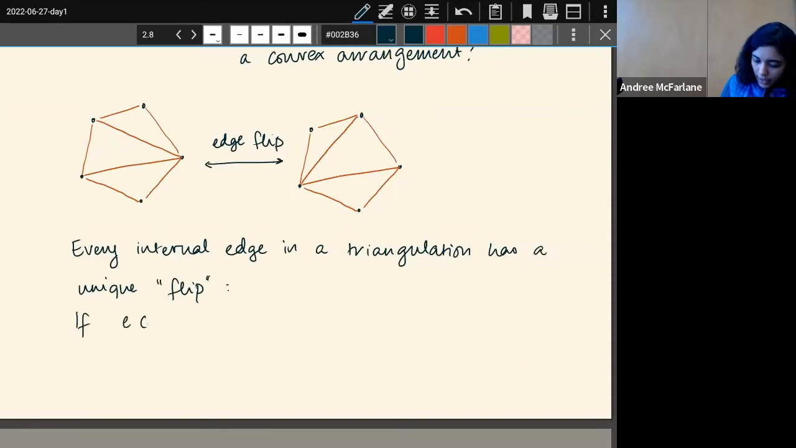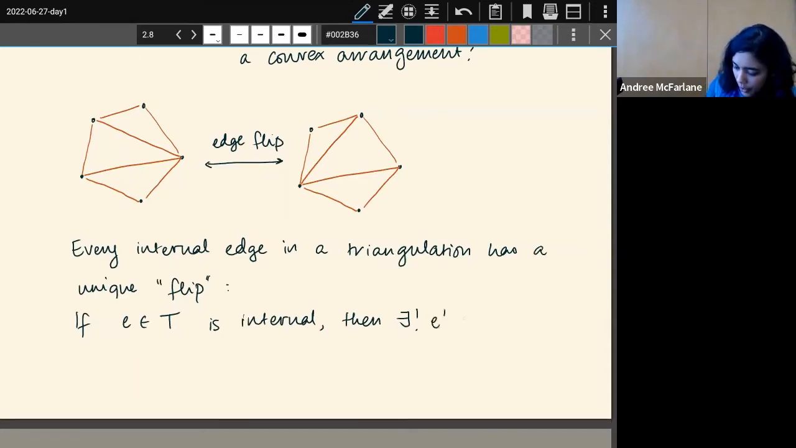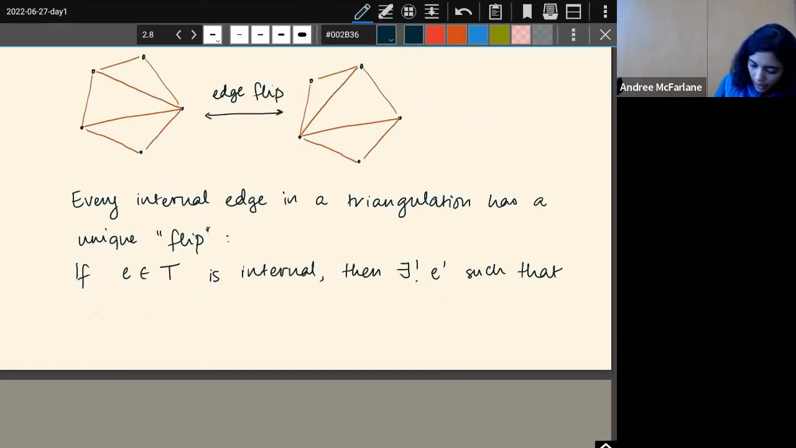if E is an edge inside a triangulation, so of course a triangulation is a set of edges, and E is internal, then you can remove it, and there's exactly one other thing you can add in. So there's exactly one other E prime, such that T, remove E, add E prime, is a triangulation.